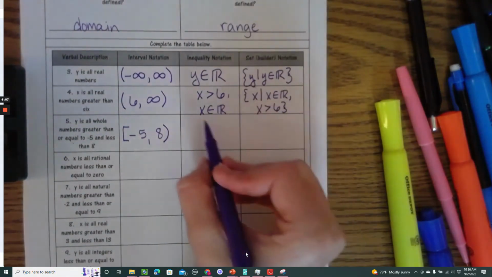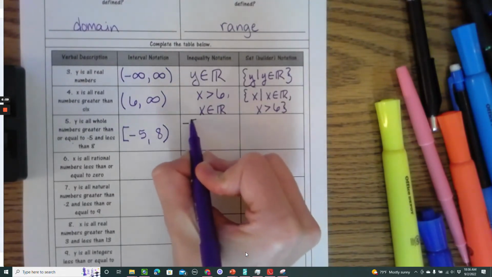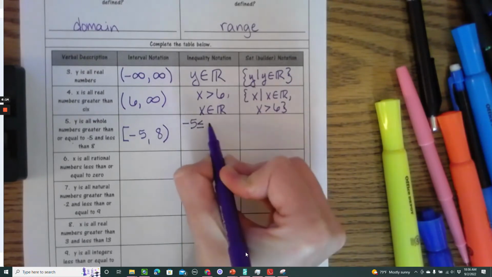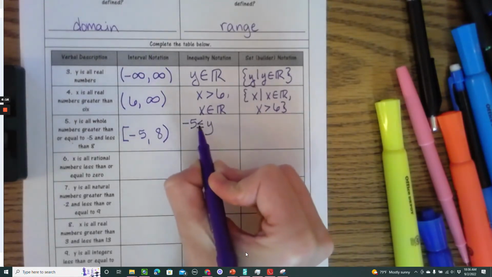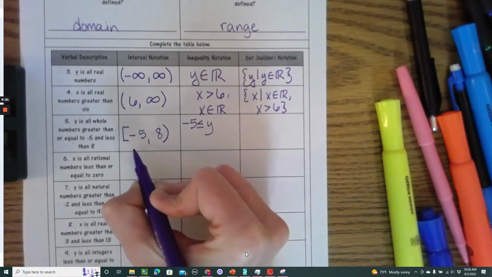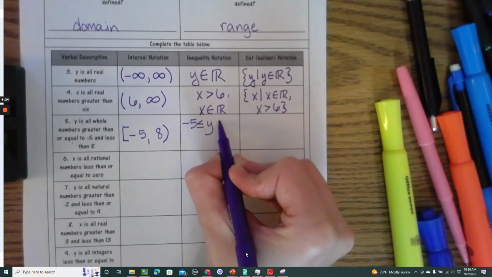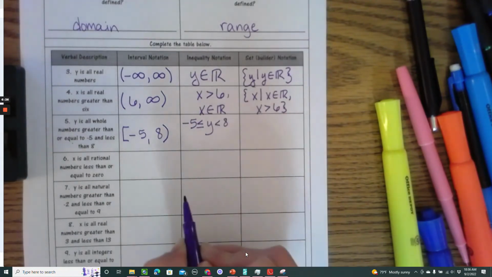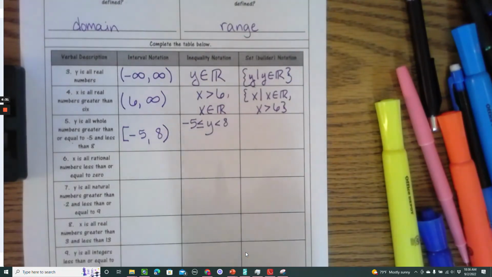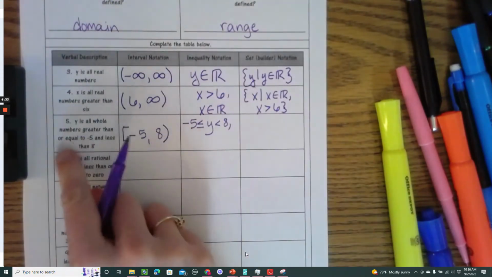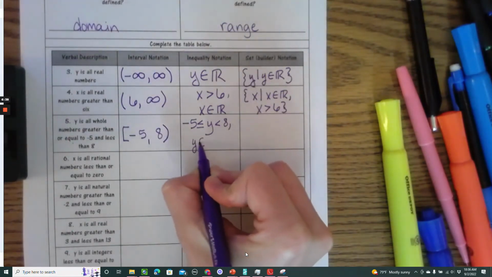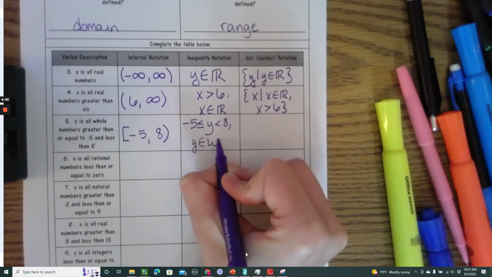Okay? So, as an inequality, we would write -5, and that's going to be less than or equal to y. So, symbols like this with the line under it match up with the bracket. And then y has to be less than 8. So inequality symbols without the line match up with the parenthesis. Now this time we've got a new one. It says y is all whole numbers. So y is a member of the set of whole numbers.